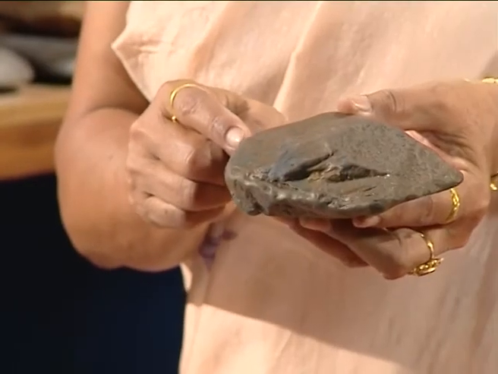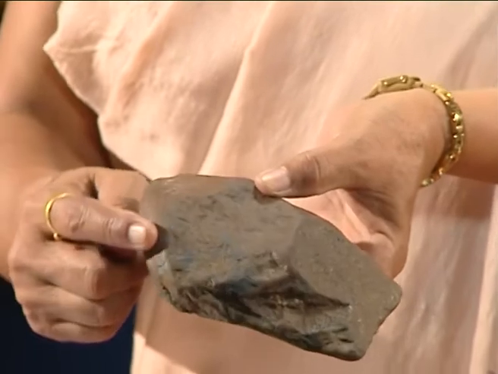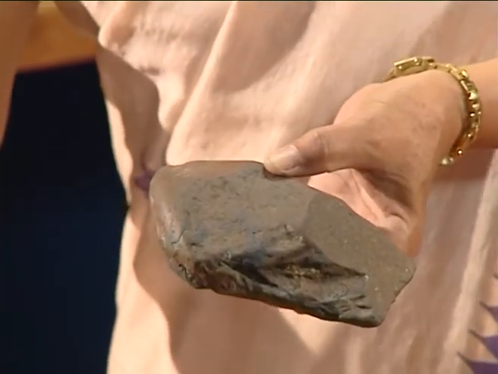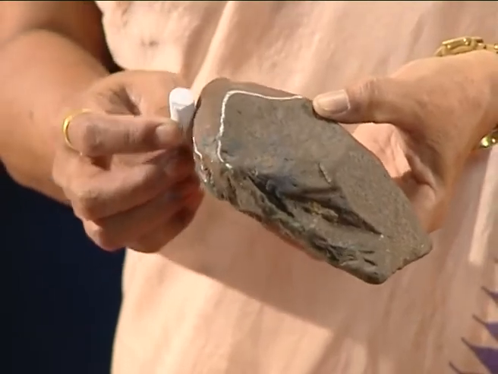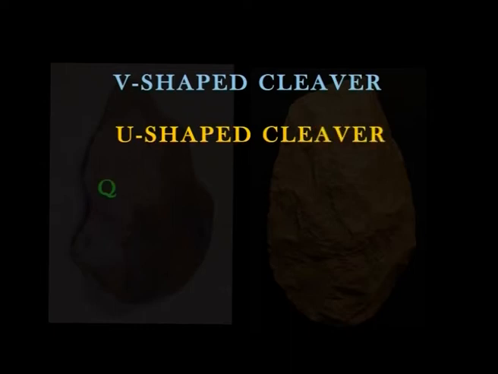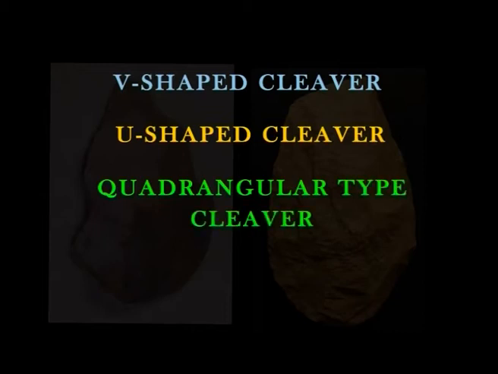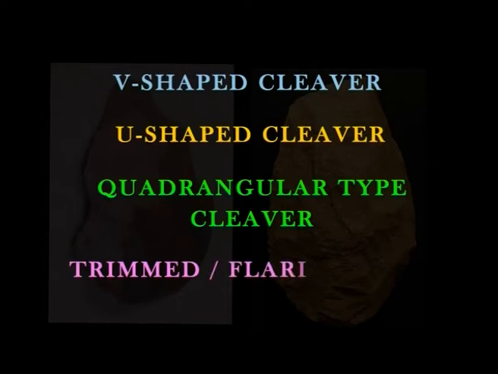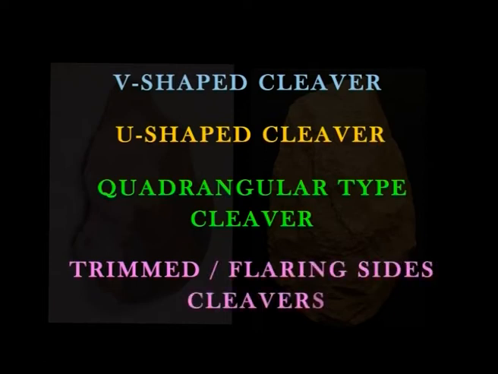According to the shape of the butt end, the form of the cleaving edge and the nature of the cross section, cleavers are further subdivided into four characteristic types. They are V-shaped cleaver, U-shaped cleaver, quadrangular type cleaver, and trimmed or flaring sides cleaver. The Levallois is the main tool making technique for producing these different cleavers.